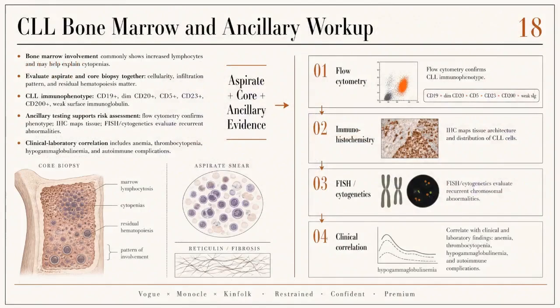As we transition into the critical topic of chronic lymphocytic leukemia, CLL, involvement in the bone marrow, and the essential ancillary workup, it is important to appreciate how this integrates with the broader goals of HTL 308. Our focus here is not merely on recognizing morphologic features under the microscope, but on understanding the entire histotechnology workflow that supports accurate diagnosis, prognostication, and ultimately patient management.